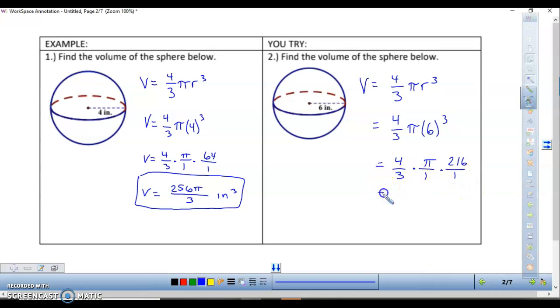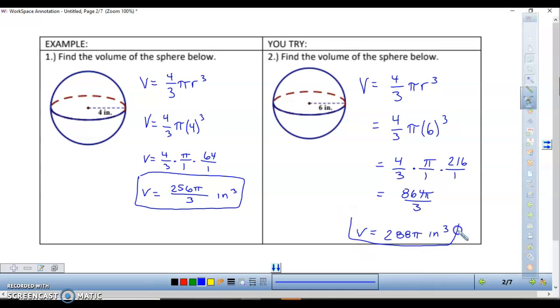And when I multiply straight across, 216 times 4 gives me 864 times pi on top, divided by 3. And this is divisible by 3, like I said, so you should have gotten a volume of 288 pi cubic inches.